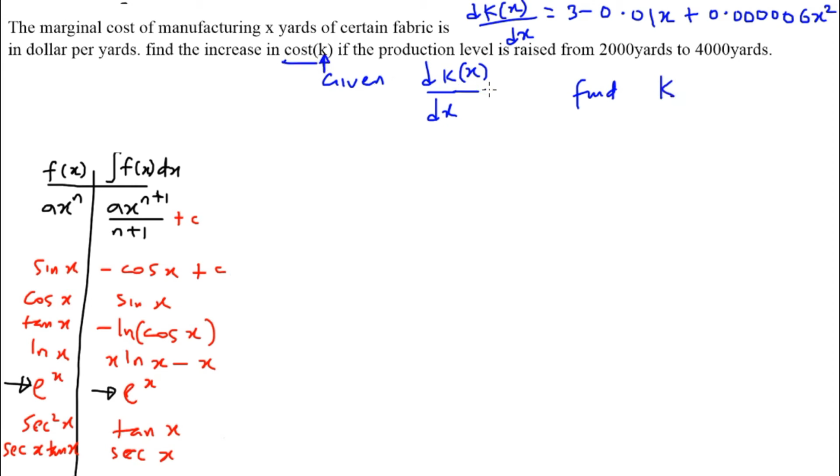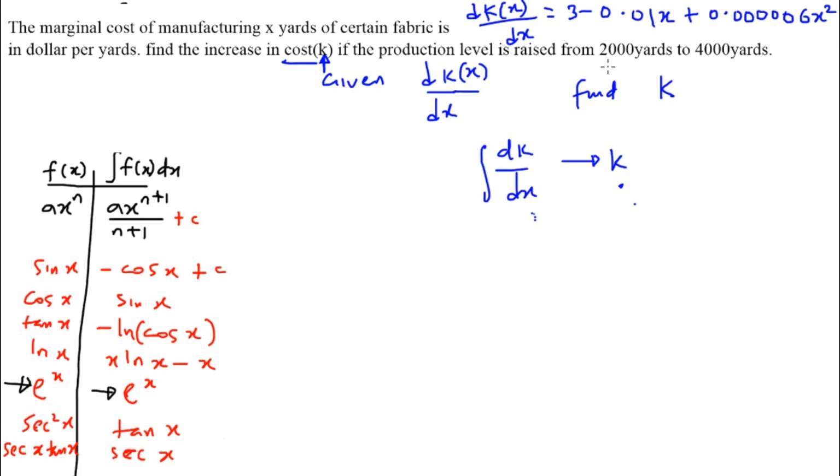k. So it means they want us to integrate, because if we integrate dk/dx, it will take us back to k. If you differentiate k, you will have dk/dx, but if you integrate dk/dx, you will have what? k. So they are reverse of each other. So what I just need to do is to integrate this dk/dx so that I can have k, which is the cost.